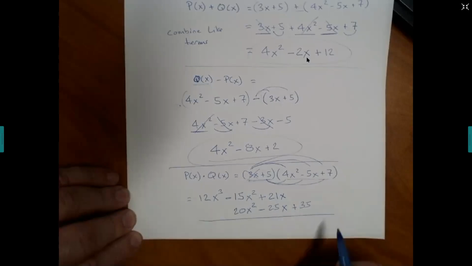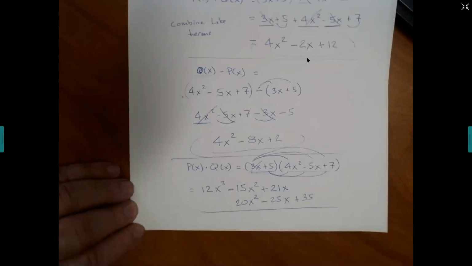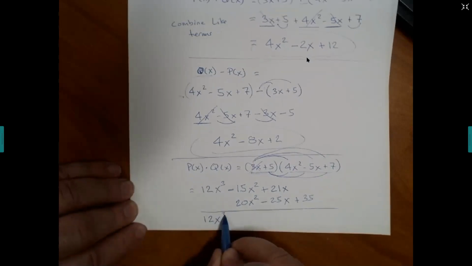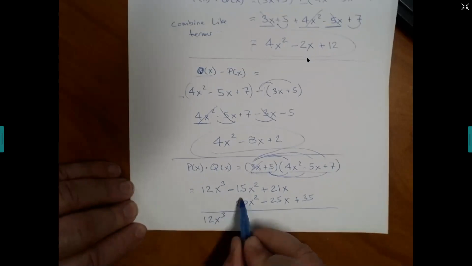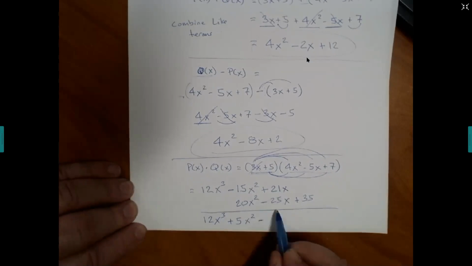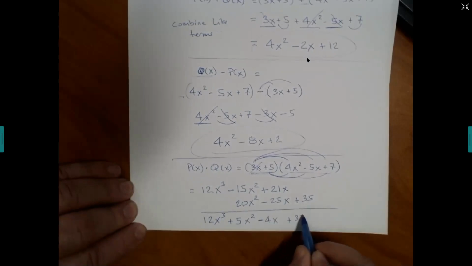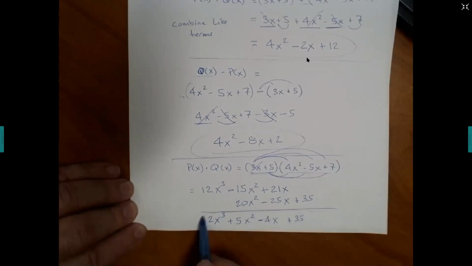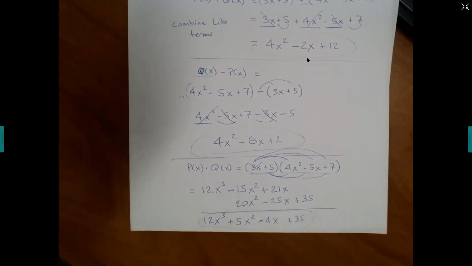So all you have to do now is combine like terms. 12x cubed. 20 minus 15 is a positive 5 x squared. 25 is bigger than 21, so it's negative. 25 minus 21 is 4. And then the plus 35. And there's your answer. That's multiply. So no matter how big or how small, it's the same process. Distribute across.